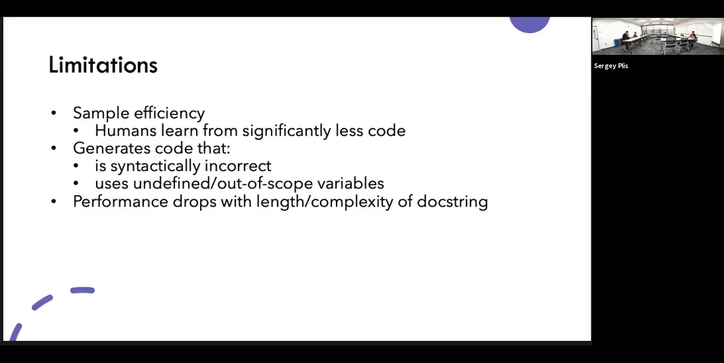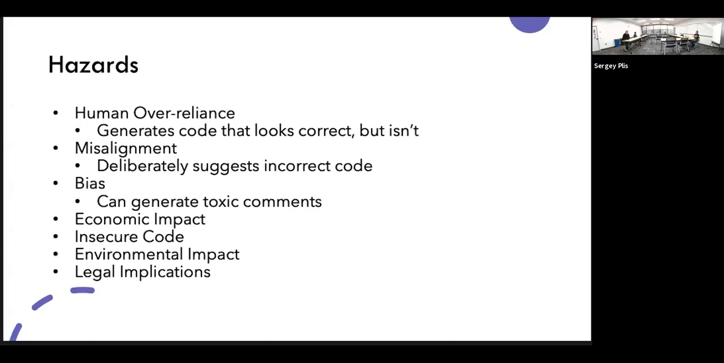They also saw that performance drops when the length and complexity of the docstring increases. Even for a very well-defined docstring, where you tell what needs to be done, Codex doesn't perform it, and it's really surprising why it doesn't do that. The hazard is that the generated code looks correct but is not correct. It can also generate toxic comments, because it's trained on publicly available GitHub repositories, and if the dataset has a toxic comment, it will definitely be shown here, so they have no control over that part.